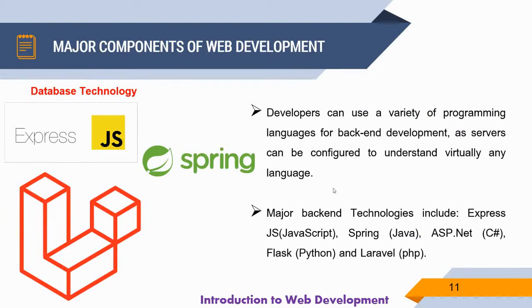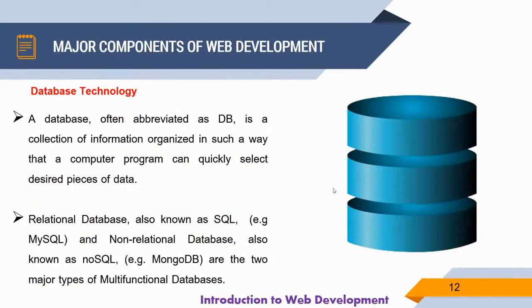The interesting thing about this is that you can use a variety of programming languages for backend development, such as Java, JavaScript, C Sharp, Python, and PHP. And popular major technologies like Express for JavaScript, Spring for Java, ASP.NET for C Sharp, Flask or Django for Python, then we have Laravel for PHP. These are popular technologies we use in backend development.